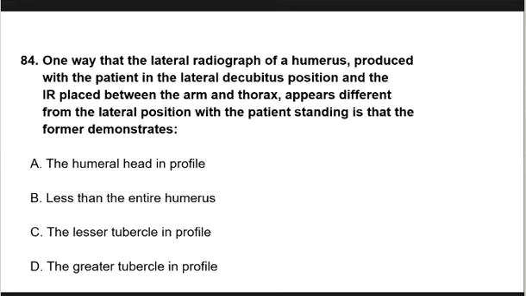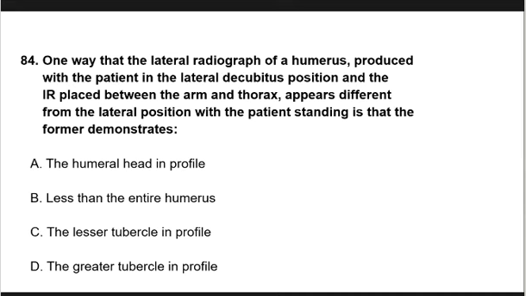Next question: one way that the lateral radiograph of the humerus produced with the patient in the lateral decubitus position and the image receptor placed between the arm and thorax appears different from the lateral position with the patient standing is that the former demonstrates.